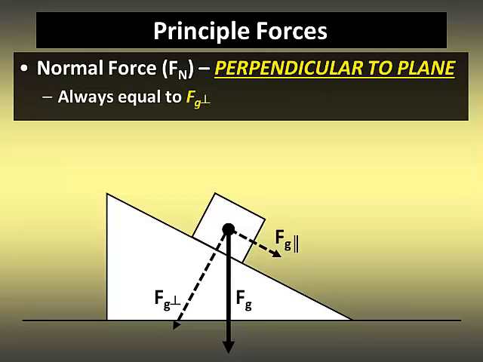Alright, the normal force is always perpendicular to the plane. It's going to be equal to Fg perpendicular. And as you can see in this example, it points upwards and to the right. It's always perpendicular from the plane. Alright, if those are the only forces acting on here, you can see that Fg perpendicular and F normal will cancel out, and it will accelerate down the plane where F net is equal to Fg parallel.